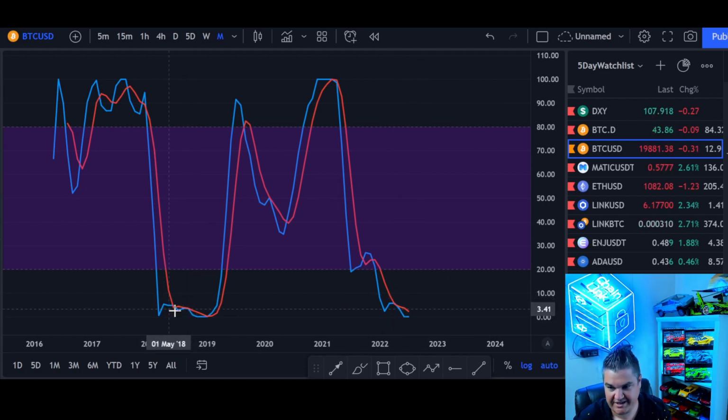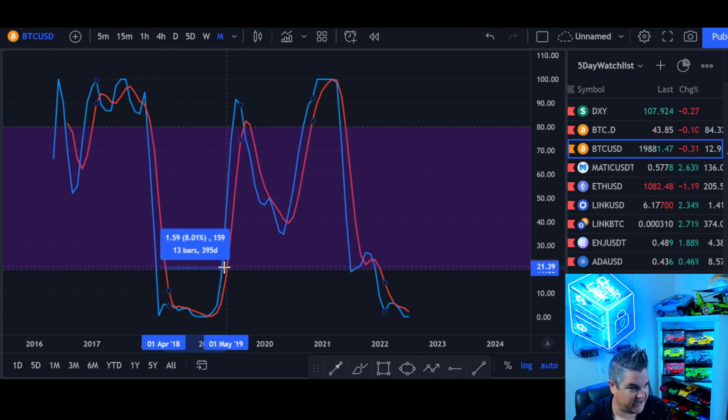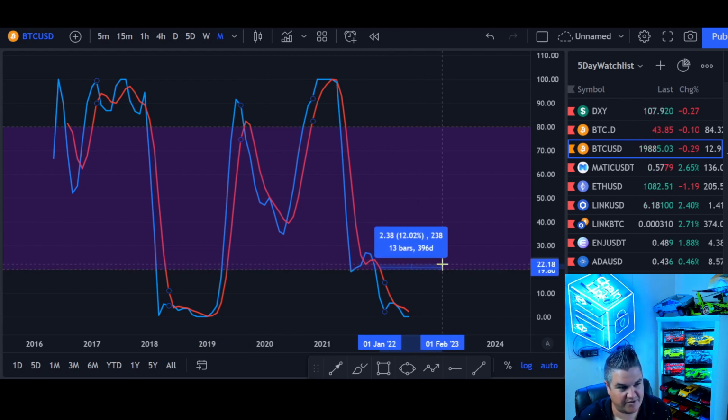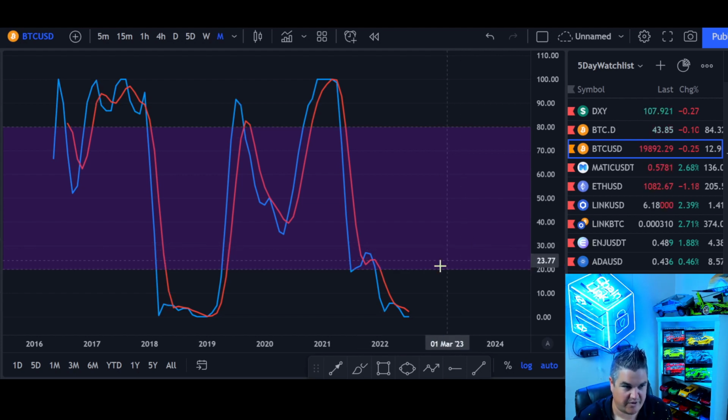Here's the bear market of 2018, right? Here's the bear market of 2022. We're here. How long will we last? Well, this one lasted a hot minute. Let's do the red, because the red is the average of the blue, okay? So we're looking at almost 400 days, right? 13 months, crazy, right? So if we did that again, 400 days, same thing, we're looking at February of 2023. Will we repeat? Will we rhyme? Will we go shorter? Will we go longer?